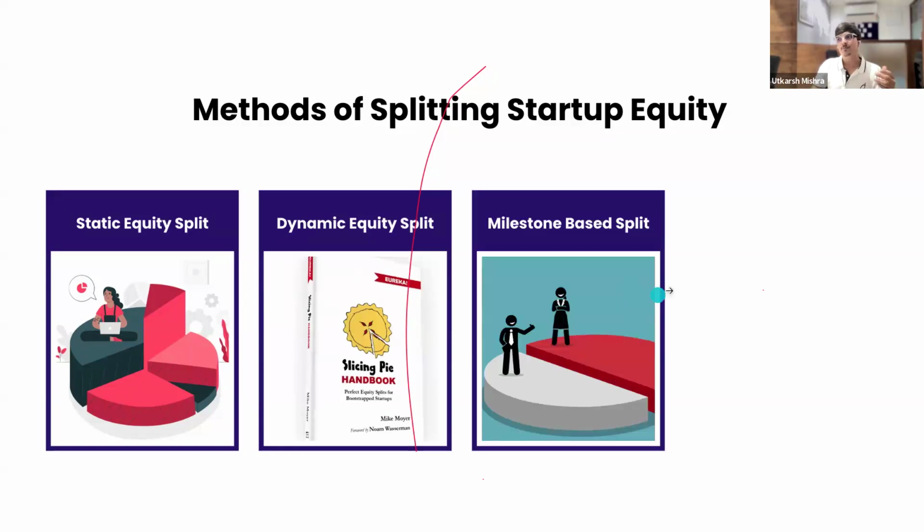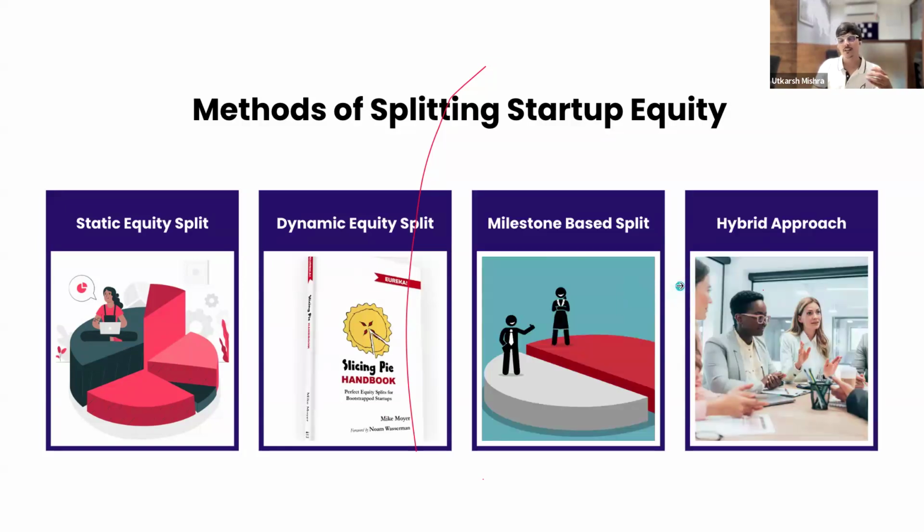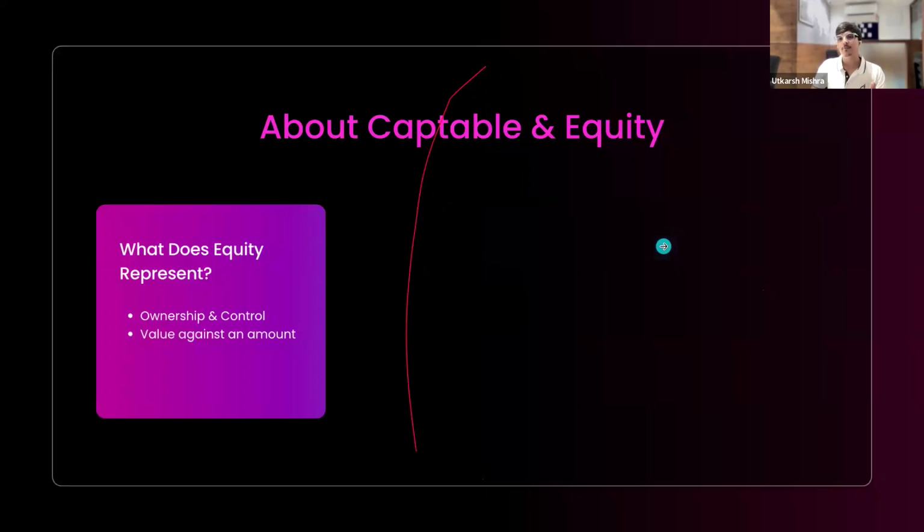There is a dynamic equity split, a milestone-based equity split, wherein they complete certain milestones and you release the equity. And there is a hybrid approach as well, right? I'll not cover each in depth because we have already consumed a lot of time. So I'll just keep it very short.